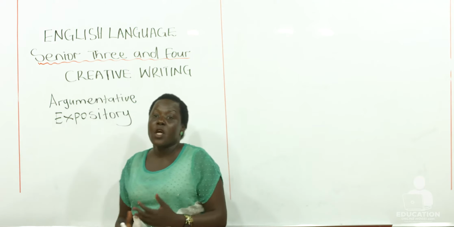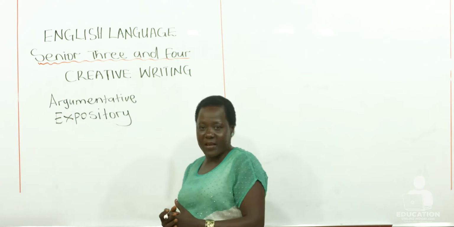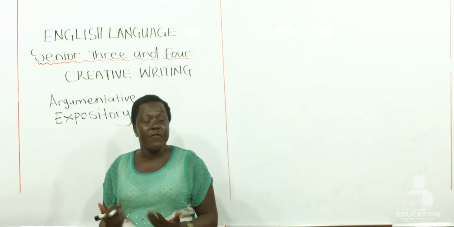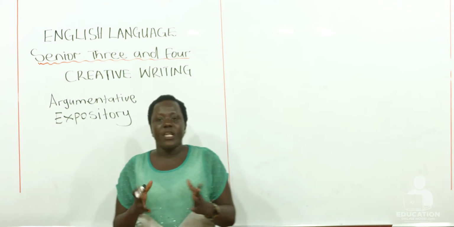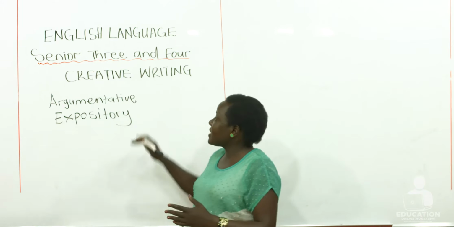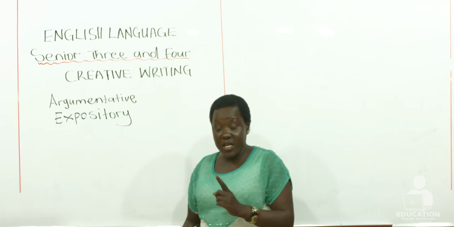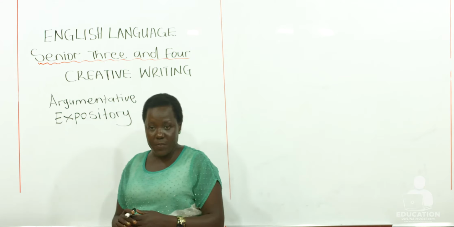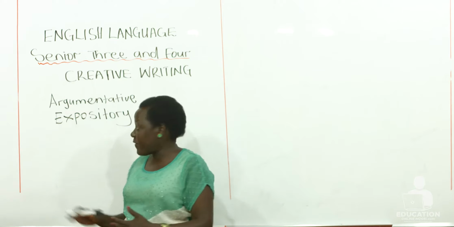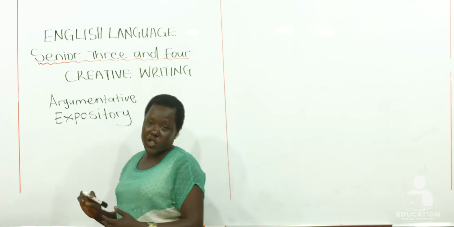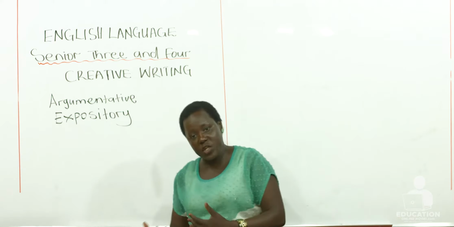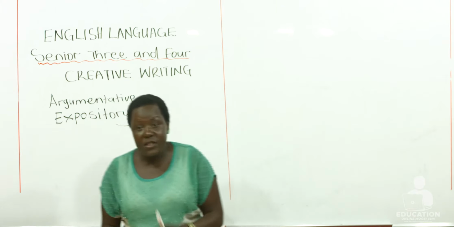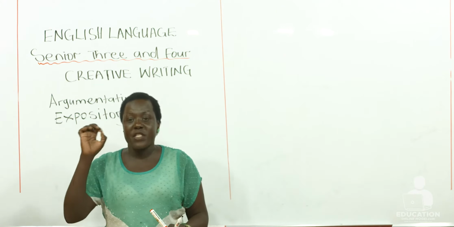To expose means to give facts about something. Therefore, this is the type of composition that deals with factual events or factual ideas. Now, we are saying it is related to argumentative because some of the characteristics are borrowed from argumentative composition. Let us see the characteristic of expository composition, because we are saying this is a type of composition that deals with facts.